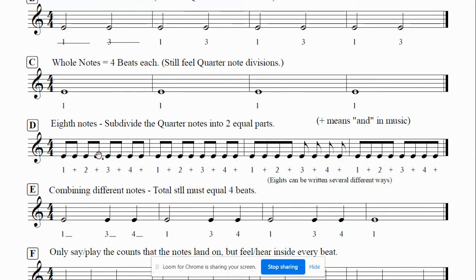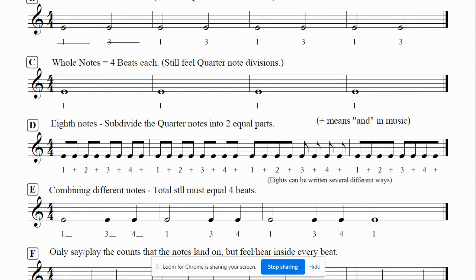1 and 2 and 3 and 4 and, and let's count line D together. And 2 and 3 and go. 1 and 2 and 3 and 4 and 1 and 2 and 3 and 4 and 1 and 2 and 3 and 4 and 1 and 2 and 3 and 4 and.